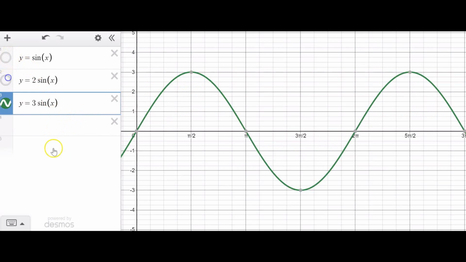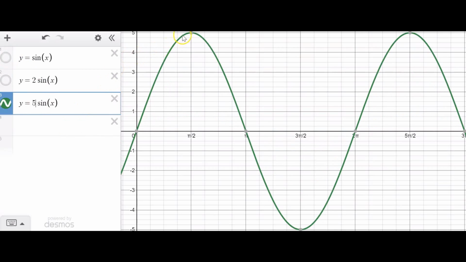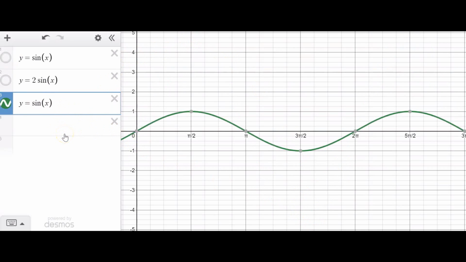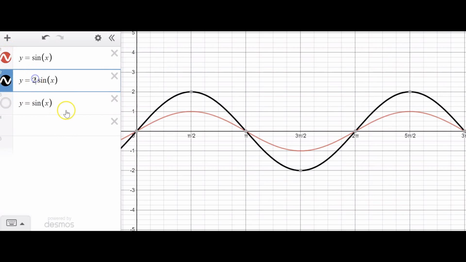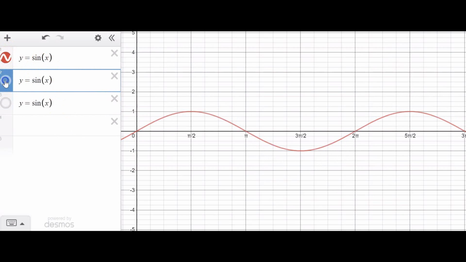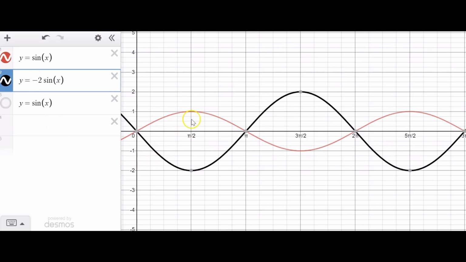So let's go ahead and let's say that if we made it 5, look, it would go all the way up to +5 and down to -5, okay? Now there's one other thing that the amplitude can do, and let me show you that. So here we have the regular function, and we can put a negative in front of it. What if I made it -2 instead of +2? Well, -2 would basically take your 1 and turn it into a -2.